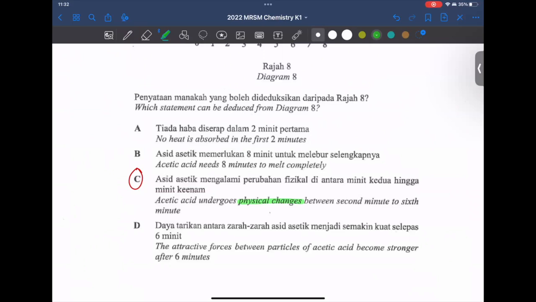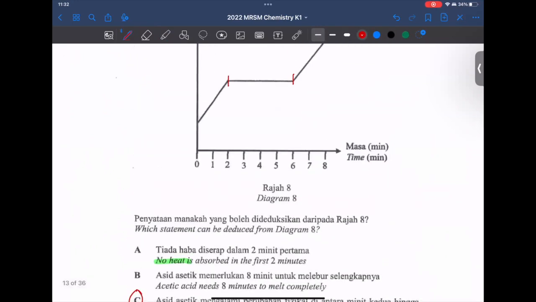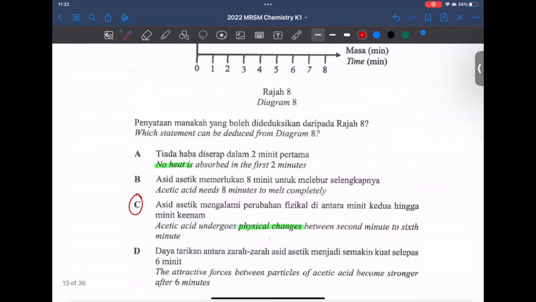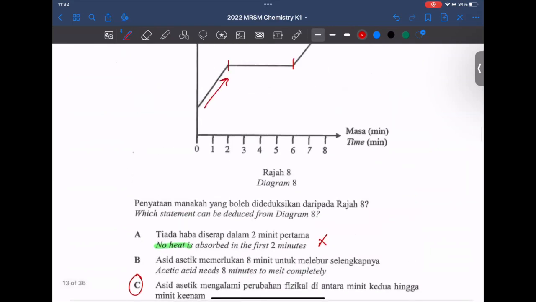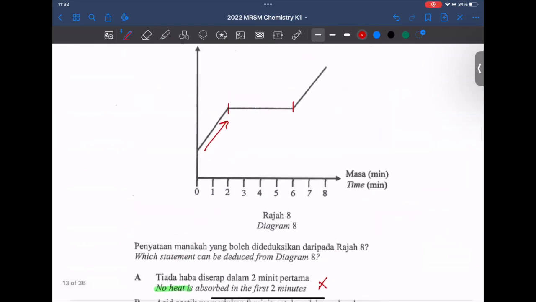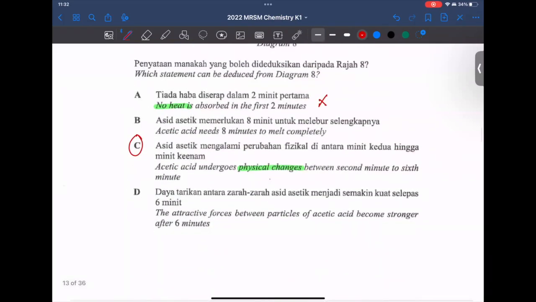A is wrong because it says here no heat is absorbed, but the heat is being supplied. Temperature is going up, right? So I would not say that there's no heat absorbed. There must be heat absorbed. And B, acetic acid needs 8 minutes to melt completely. I don't think so. Why do you say it takes 8 minutes to melt? If this is the melting point, I will say that this part over here is where it completely melts already, and here onwards is a totally different state of matter already. So B is also wrong.